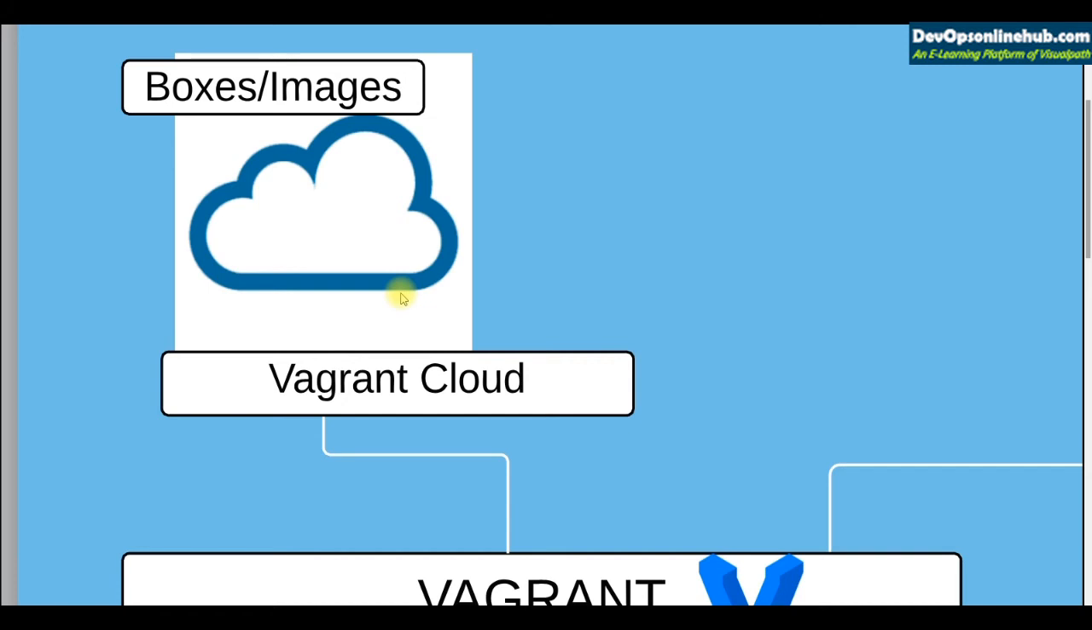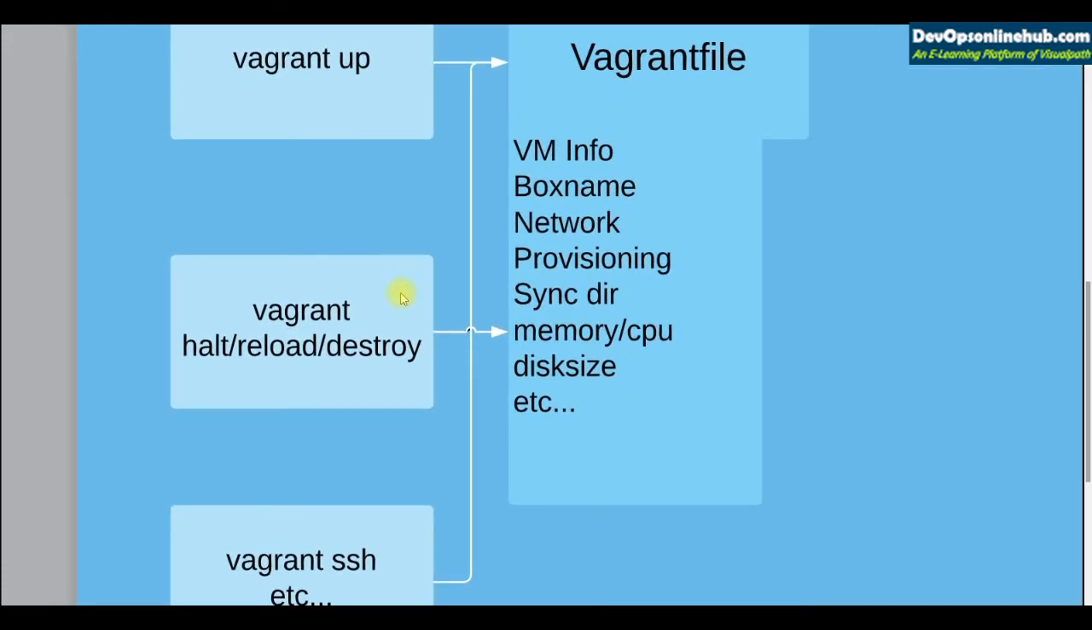If it's not available, then it will go to Vagrant Cloud and download that box. Once you have the box downloaded, then Vagrant will read all the information from your Vagrantfile, like VM name, network provisioning, other things like CPU, disk, if you have mentioned all those things. If you have not mentioned any of this, minimum you need to have the box name. If you have the box name, that's more than enough to bring up a VM. It's just going to pull up the box and create the VM from it.